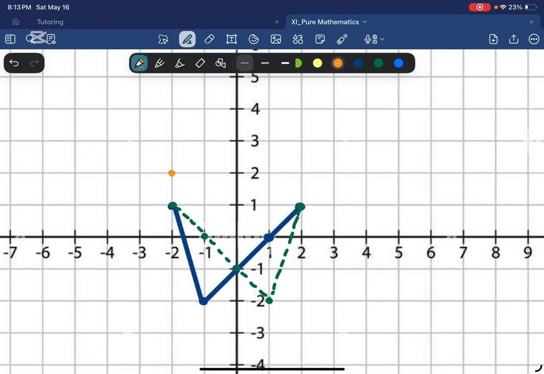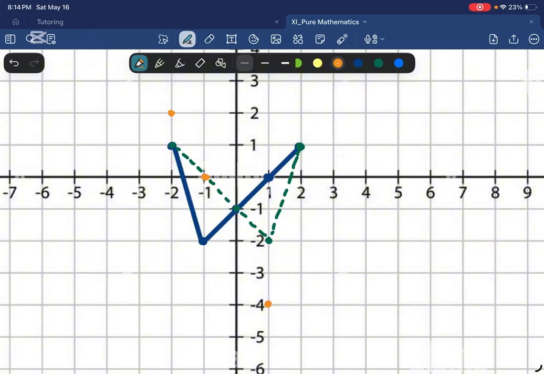So I get plus 2, 0 stays 0, right? Output 0 will stay 0. Minus 2 times 2 is minus 4. I have minus 1, changes to minus 2. And then 1 times 2 is 2. So I have my orange points.